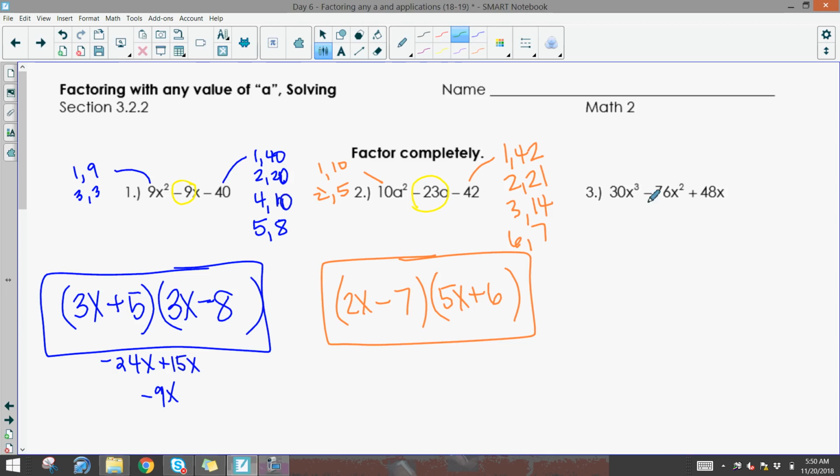All right, for the next one, we do have a GCF here. If you notice, in all 3 of these terms, they're all divisible by 2 as well as an x. So if I pull out a 2x, then I'm left with 15x squared minus 2 goes into 7 3 times, so that's a 38x, and then plus 24.